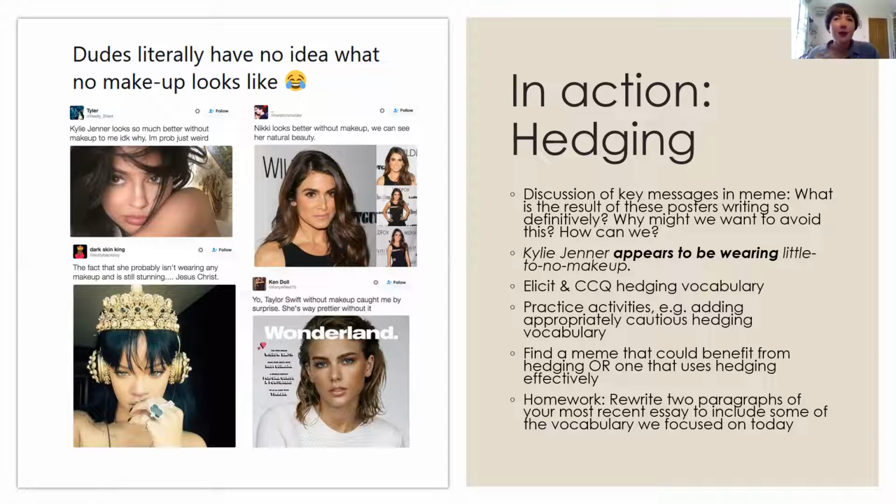So with that in mind, I try to elicit a few more examples from the students, move them on to practice activities like adding appropriately cautious hedging vocabulary into different sentences. Then try and find a meme that, like this one, could benefit from hedging or one that uses it effectively. And for homework, I'd have them rewrite 2 paragraphs of their most recent essay, trying to include some of this vocabulary. And that would be my approach on that one.